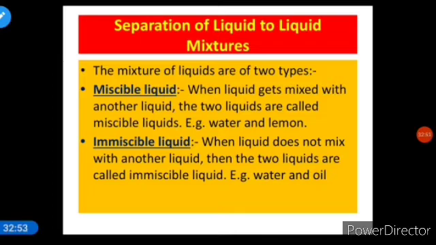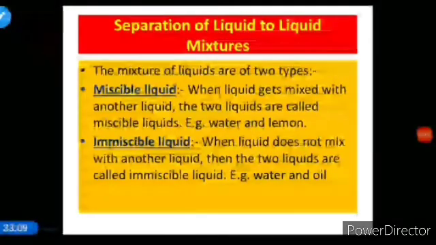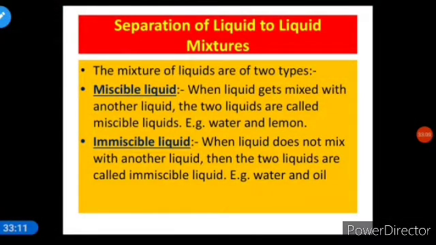Now, the next one, immiscible, is the opposite of miscible. When a liquid does not mix with another liquid, the two liquids are called immiscible liquids. For example, oil in water. When you mix oil in water, the oil is not able to mix in it. After some time, it will go to the upside of the water and separate easily. It does not mix in water, so these two liquids are immiscible.